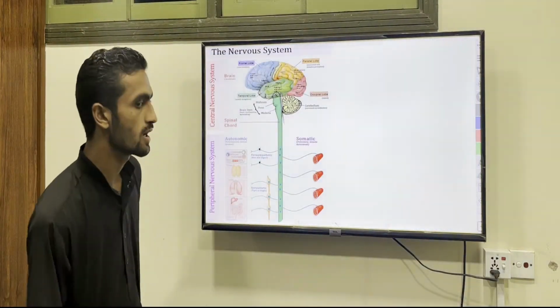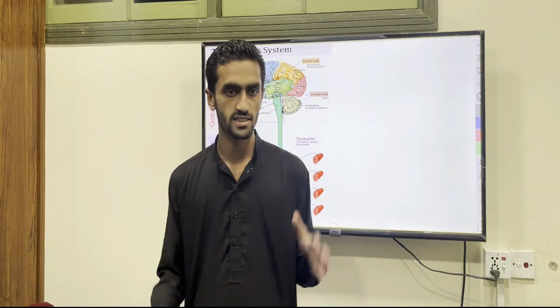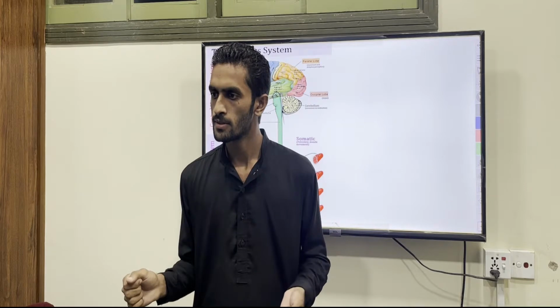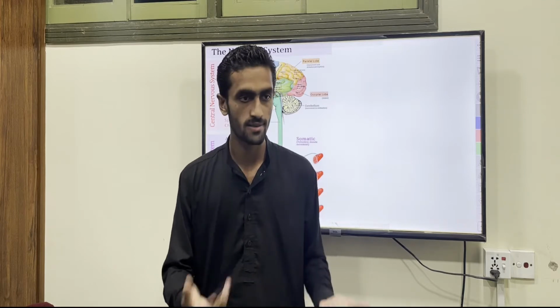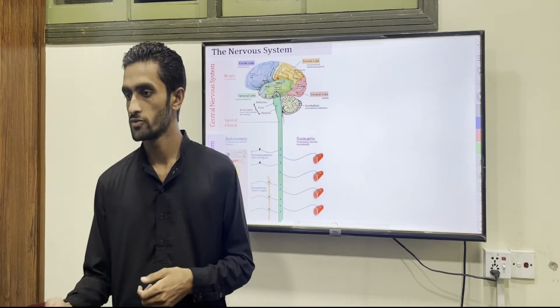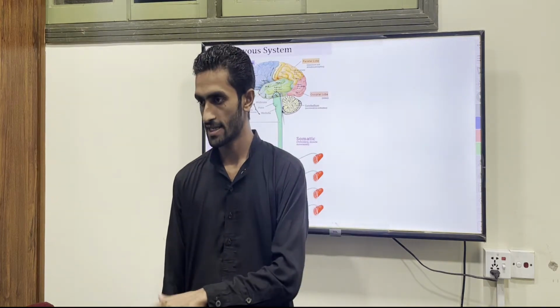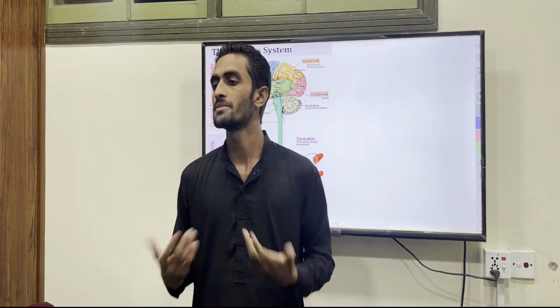Can you tell me what is the difference between nucleus and ganglia? Nucleus inside, ganglia on the outside. A collection of cell bodies inside the CNS we call a nucleus. Outside the CNS, we use the term ganglia. Same like nerve is outside the CNS; inside the CNS, we use the term tract.